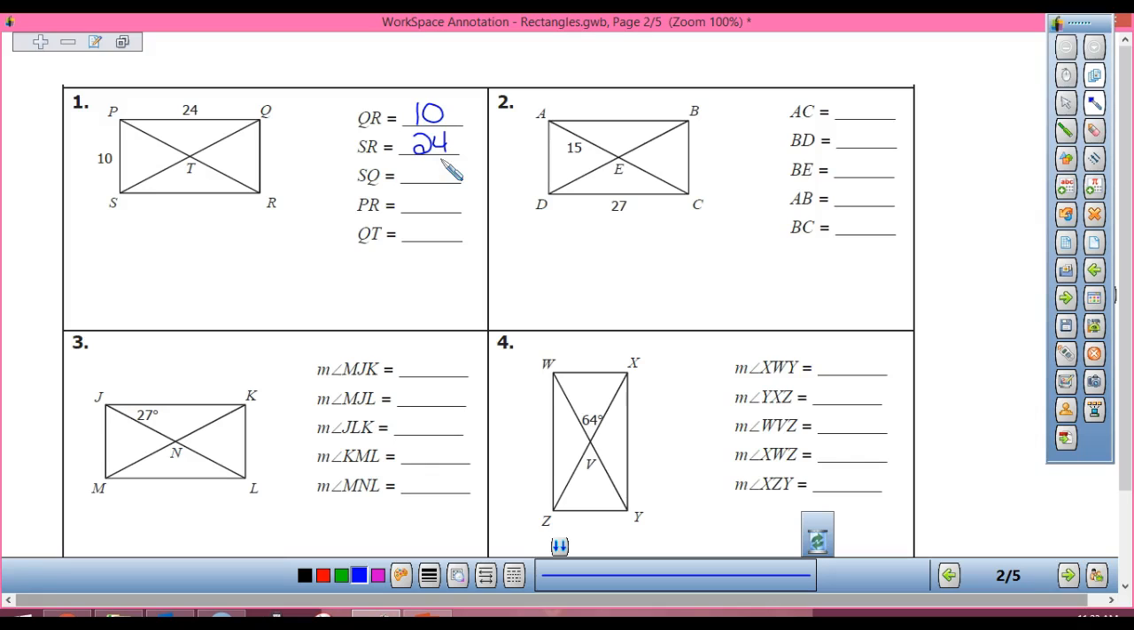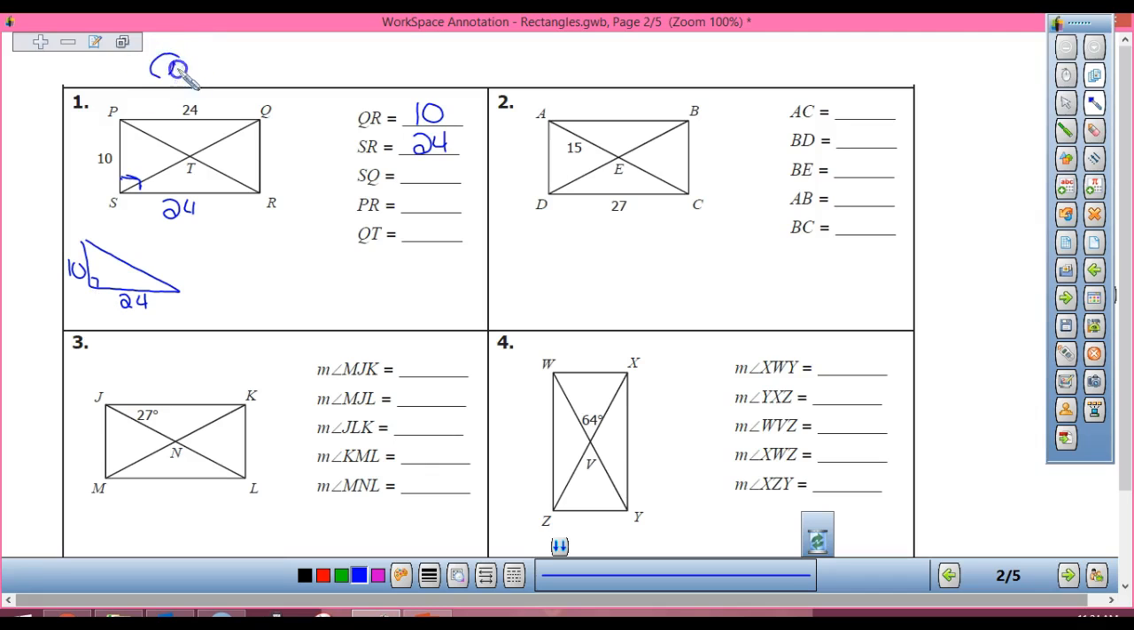What do we got here? Ooh, this is interesting. Alright, so 24, what's this angle right here? What's this angle? 90 degree angle, right? So if I draw this triangle, what kind of a triangle do I have? Right triangle. So how could I find my diagonal? Anybody know what that guy's called? It's the hypotenuse, yep. So if I have a right triangle and I'm looking for the hypotenuse, anybody remember how to do that? Anybody know the formula?